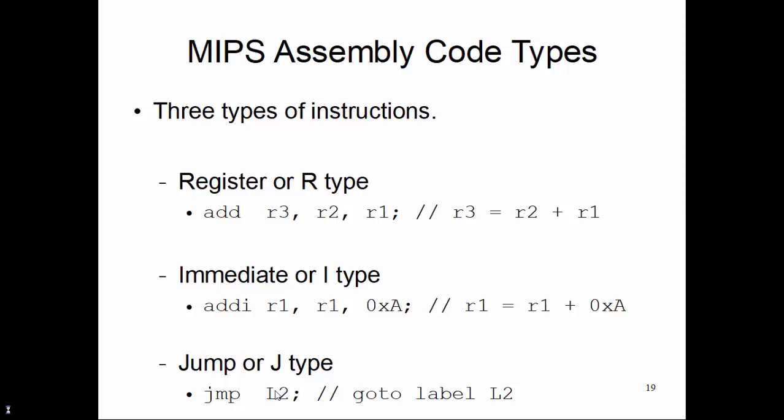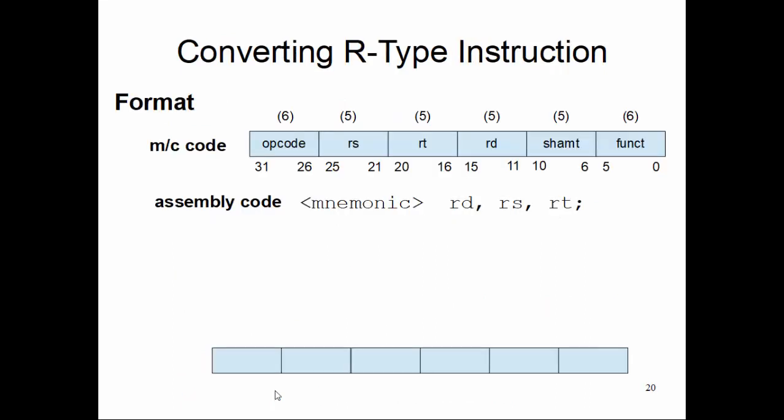Okay, all right. So next, let's understand the conversion of the R-type instruction to its machine code. That's the assembler's first job. We write assembly code and it translates into machine code.